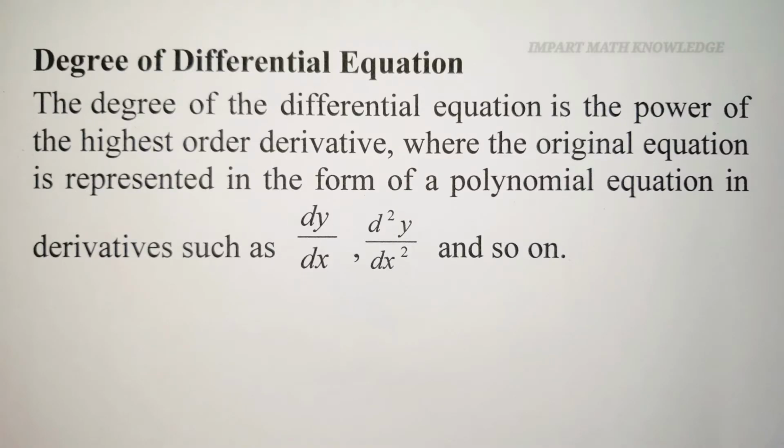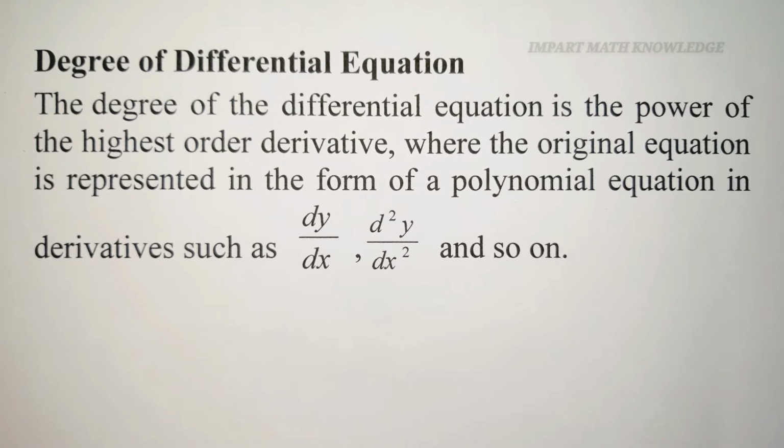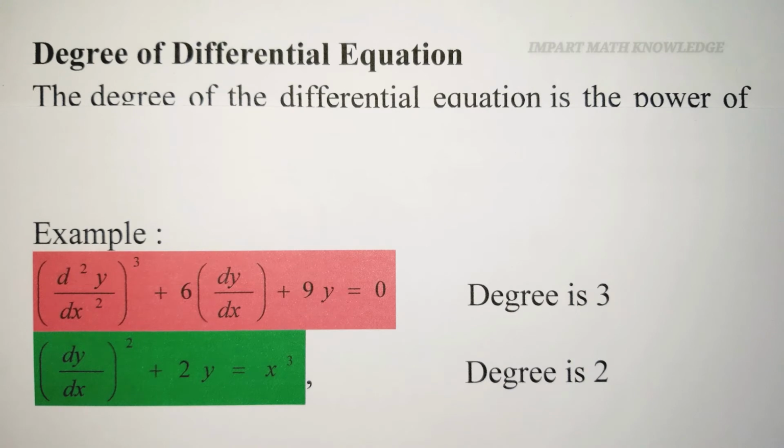Degree of differential equation. The degree of differential equation is the power of the highest differential coefficient present in the equation. The original equation is represented in the form of a polynomial equation in derivatives such as dy by dx, d square y by dx square and so on. That is, the powers are in whole numbers, not in fraction. Example, in the first equation, the highest derivative is d square y by dx square. The power of the derivative is 3. So, here order is 2, degree is 3.